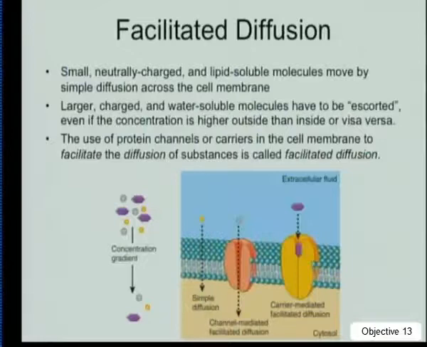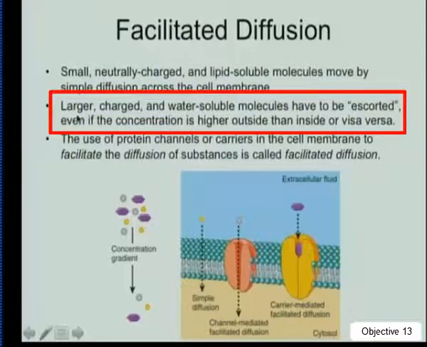Now, to just add one piece to that, facilitated diffusion is like diffusion, but this is where the molecule requires some help. So a molecule that doesn't fit the criteria of matching the semi-permeable nature of our membrane, because we said that molecules can pass the semi-permeable membrane if they are small, neutrally charged, and lipid soluble. Well, what if they don't fit those criteria? What if they're large, charged, or water soluble? Well, now they have to be escorted.